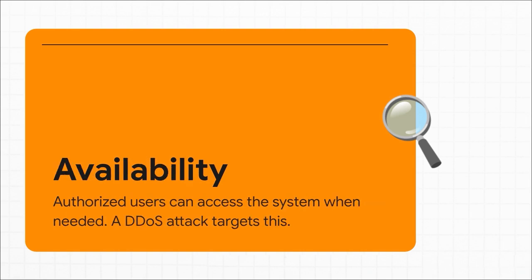And finally, there's A for availability. This one's super simple. It just means the system is up and running when you actually need to use it. If some attacker floods your school's website with a ton of junk traffic and it crashes right before final exams, well, that's an attack on its availability.